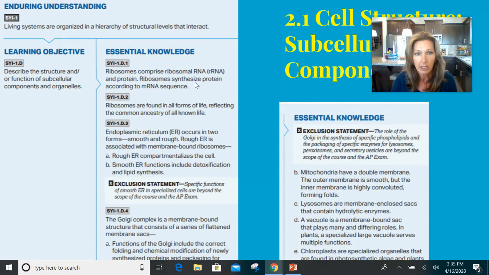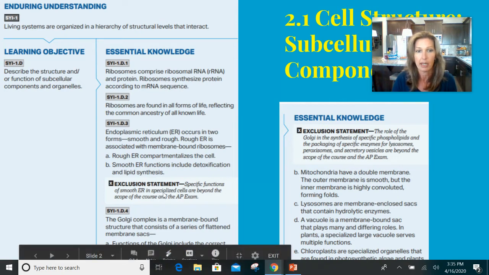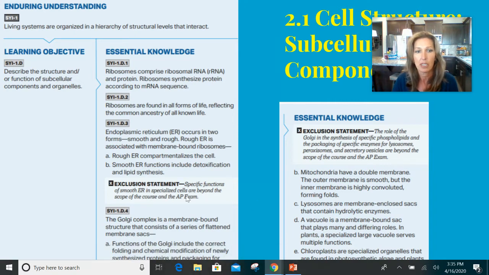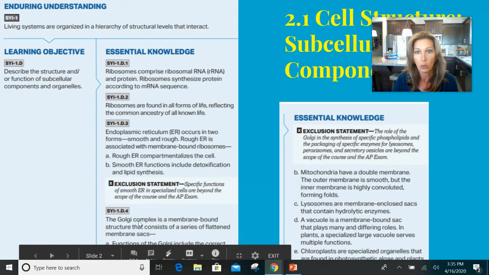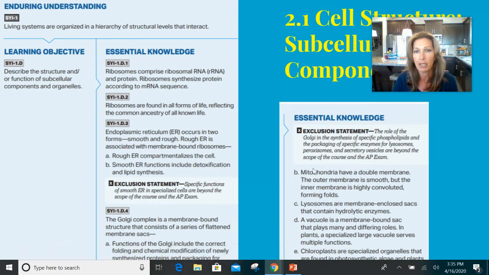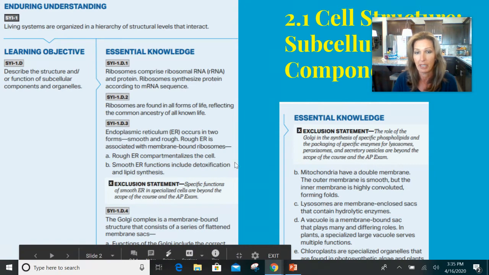Looking at some of the words here, we understand what ribosomes are. We need to understand the rough versus the smooth ER, but there's an exclusion statement that says we don't really need to worry about the specific functions of the smooth ER. We need to understand the Golgi complex, and also mitochondria, lysosomes, vacuoles, and chloroplasts.